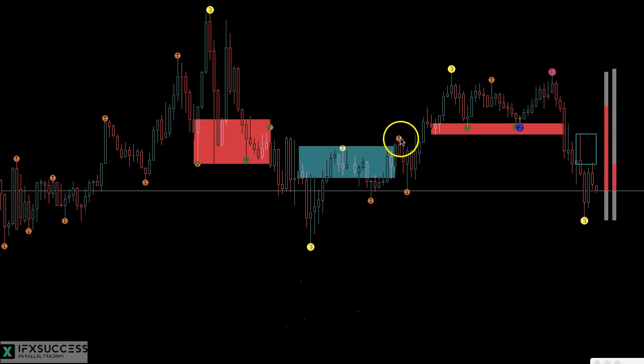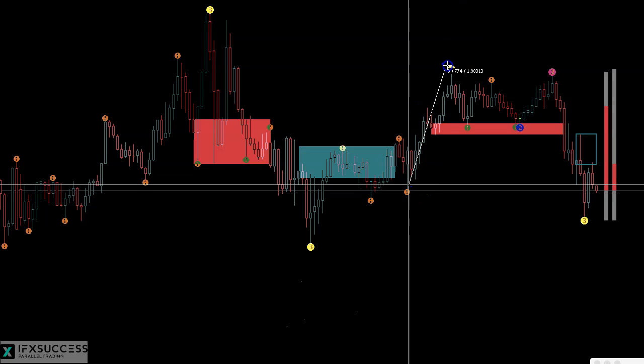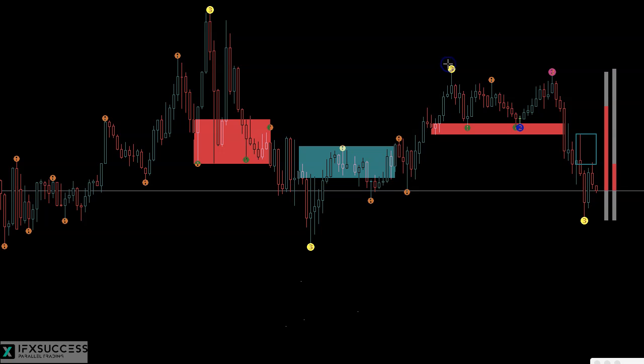Then this one will be a valid one. So the market gave us a breaker right over here. It retraced back. This would have been a valid entry, and then this would have worked out very nicely. Let's say we would have entered somewhere around here. This worked out for almost 80 pips, okay? So this is pretty much what we're looking for.